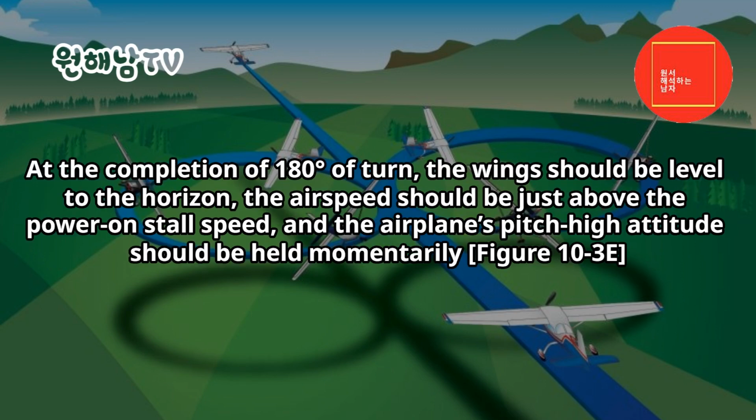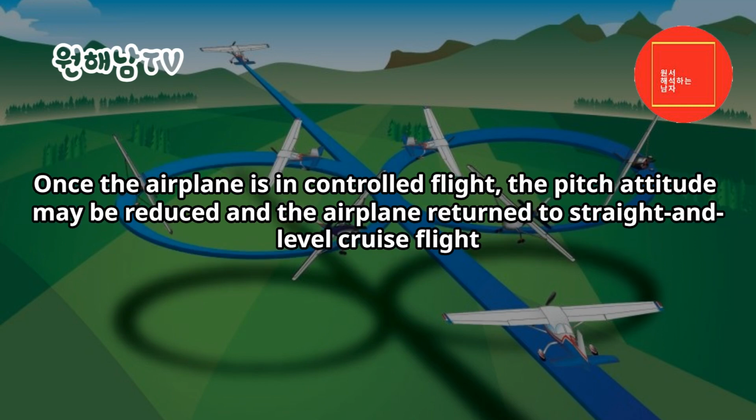At the completion of 180 degrees of turn, the wings should be level to the horizon, the airspeed should be just above the power on stall speed, and the airplane's high pitch attitude should be held momentarily. Figure 10-3E. Once the airplane is in controlled flight, the pitch attitude may be reduced and the airplane returned to straight and level cruise flight.